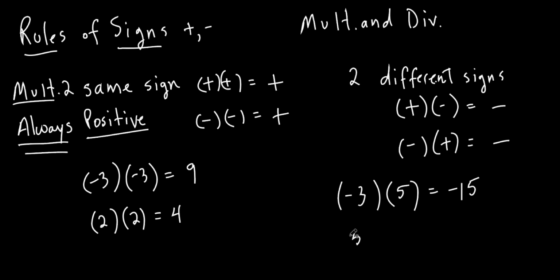Let's do it the other way. Let's go negative 5 times... well, let's go the other way. No. Let's go positive 3 times negative 5. It doesn't matter which one's negative and which one's positive. As long as you have one positive and one negative, my answer is always going to be negative 15. It's always going to be negative. All right, enough of that. Everybody good?